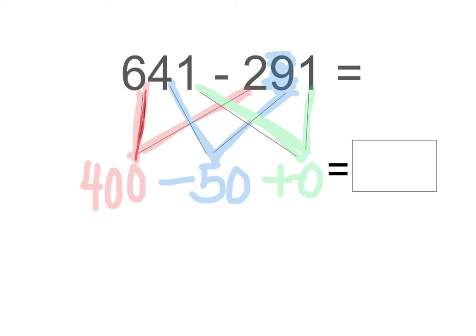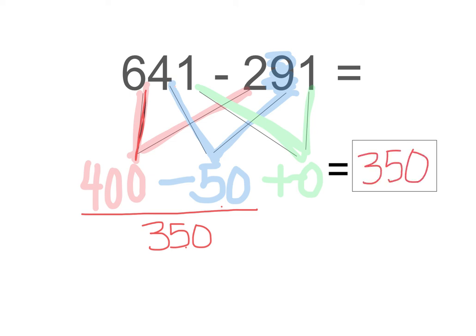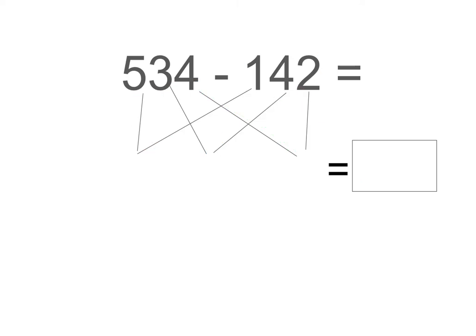Combine your different parts together. 400 minus 50. Well, you know its partners, so it's 350, because 50 plus 50 is 100. And then I need to add 0, so I'm done with 350. Great.